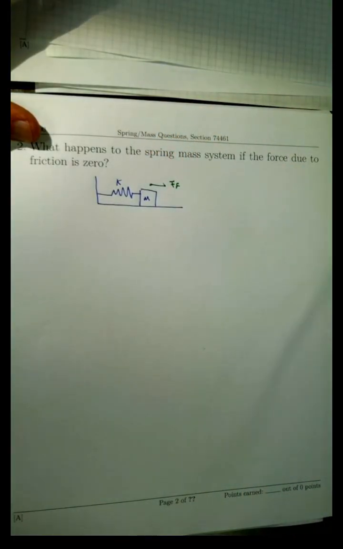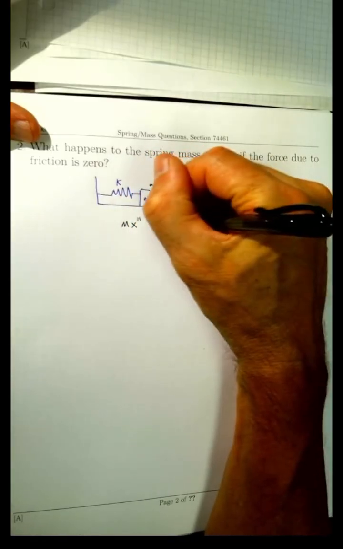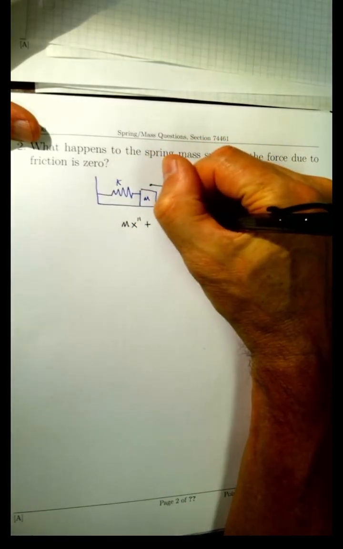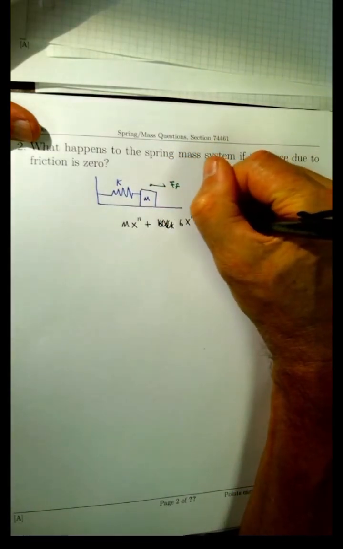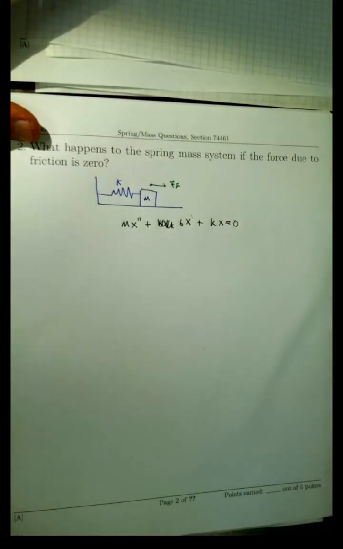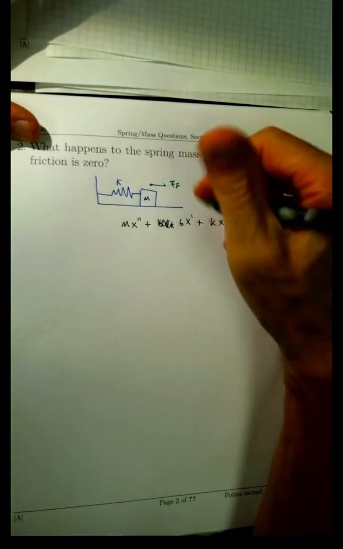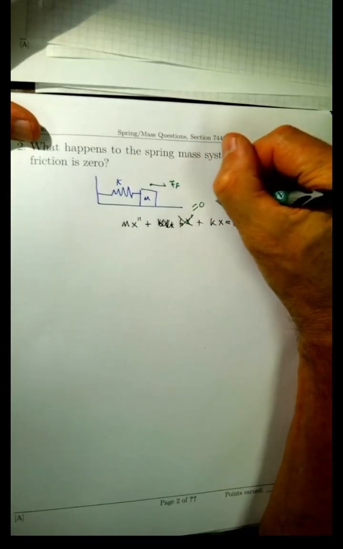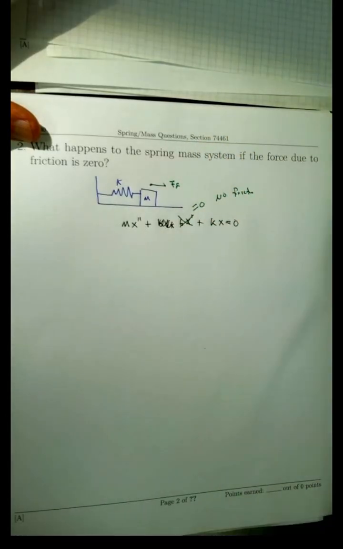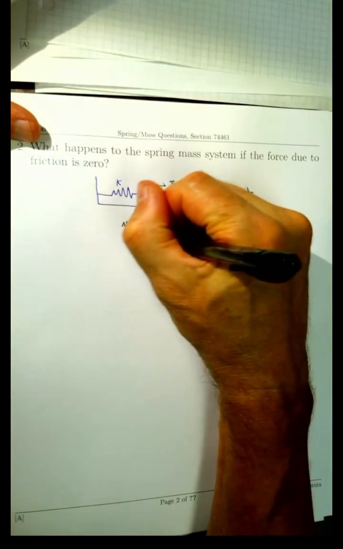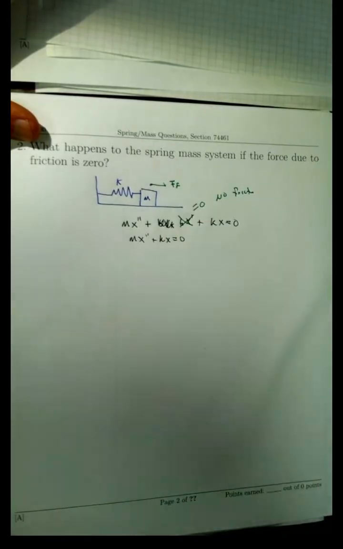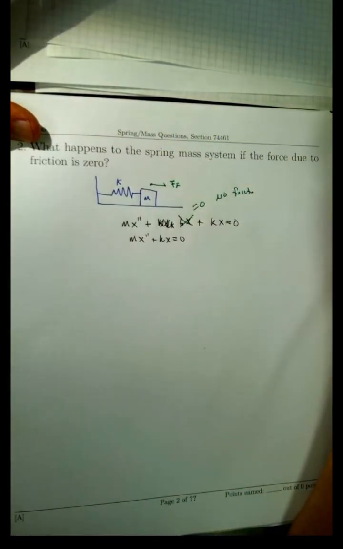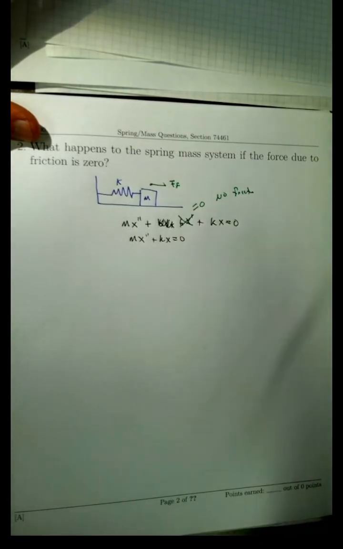And for our differential equation then, we're going to have mx double prime plus bx prime plus kx equals 0. And in the case of no friction, our differential equation now looks like mx double prime plus kx equals 0. And we're just going to make a guess. So here's the thing about differential equations. If you make a guess and it satisfies everything, then you're okay. And so we can use our intuition.